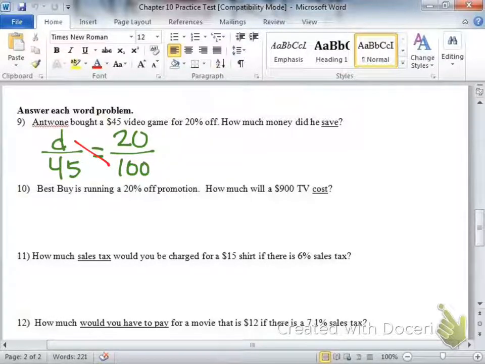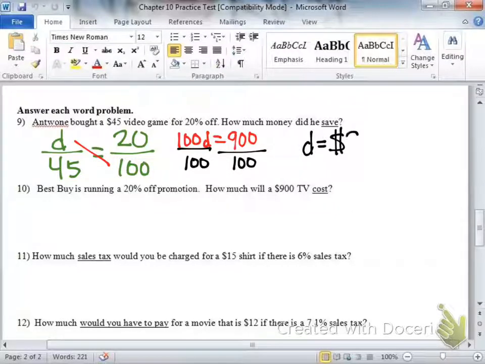Cross multiply, we get 100D equals 45 times 20 is 900. Divide by 100, and you get that the discount equals 9. We're talking about money, so $9. Now go back and review. They're asking me what he saved. That's the same thing as asking you what the discount is. So this is the answer.